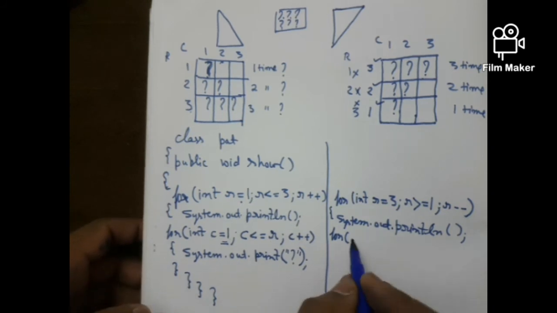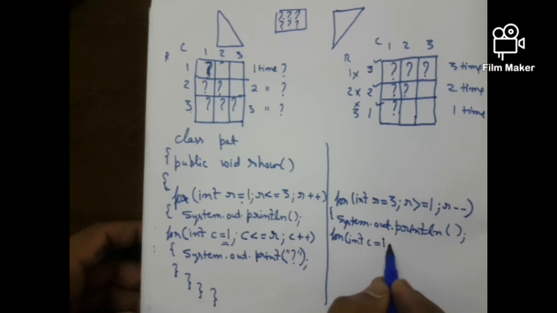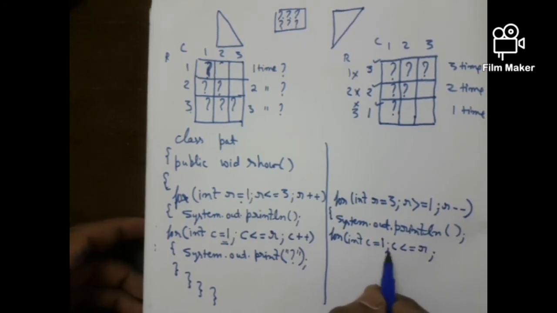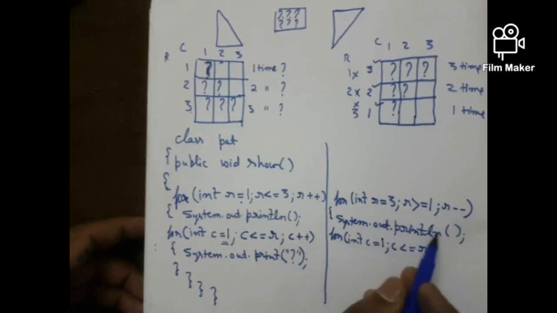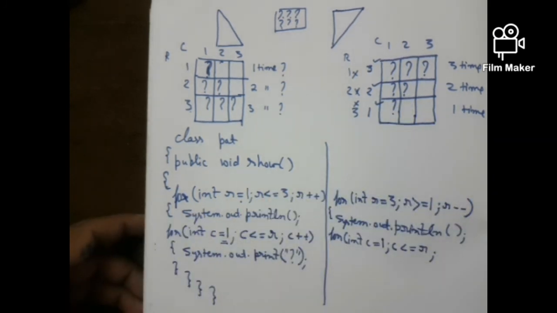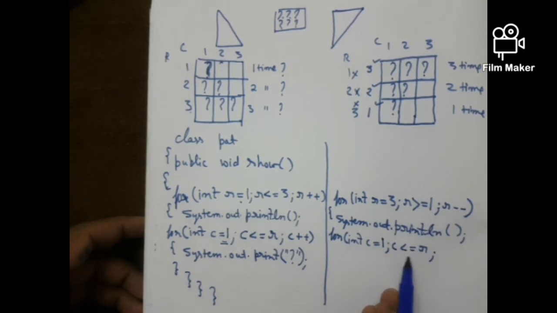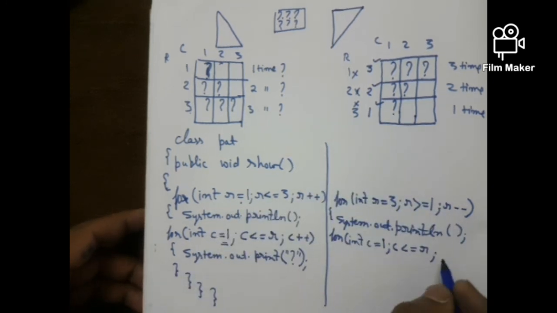Now students, I will write int C equals to 1. And C up to what? R. So first time this loop will work 1 to R. R is what? 3. Because first time R is 3. Second time R will be 2, so it will run from 1 to 2. I will have 2 question marks. Then third time R will become 1, so it will work from 1 to 1. So only 1 question mark is going to be there. It is as simple as that, students.